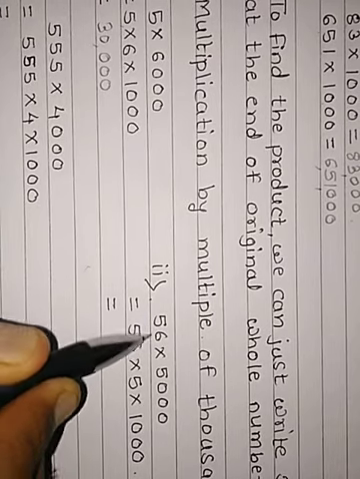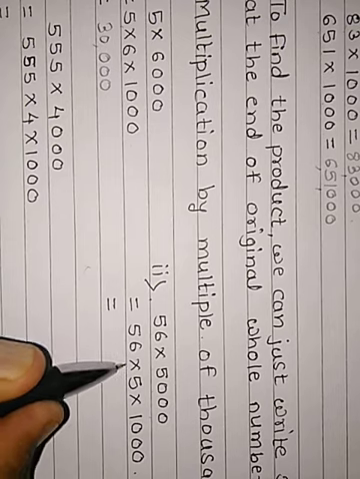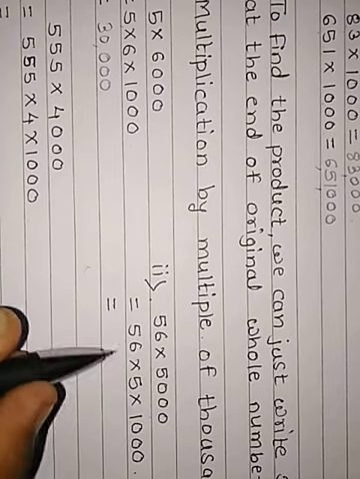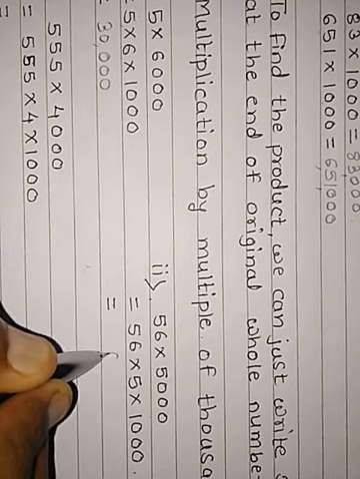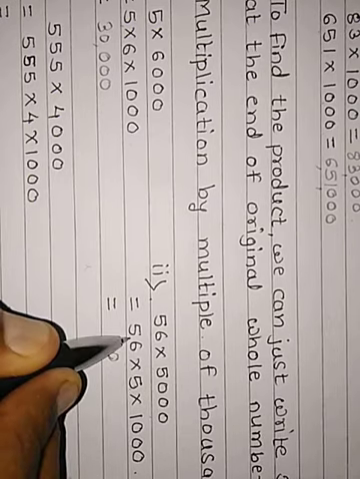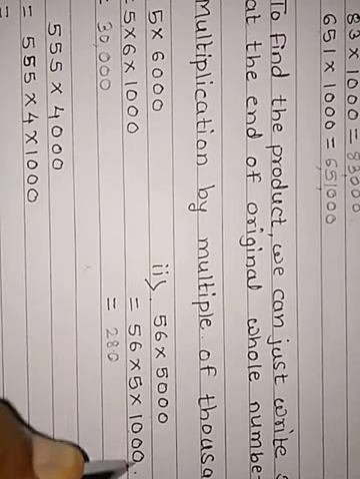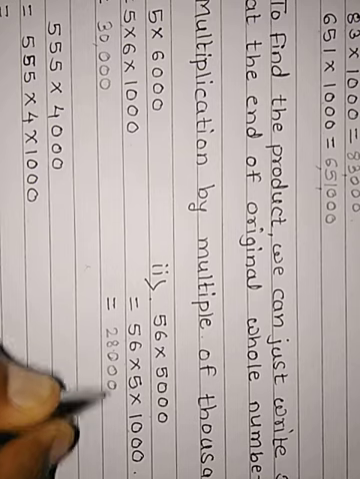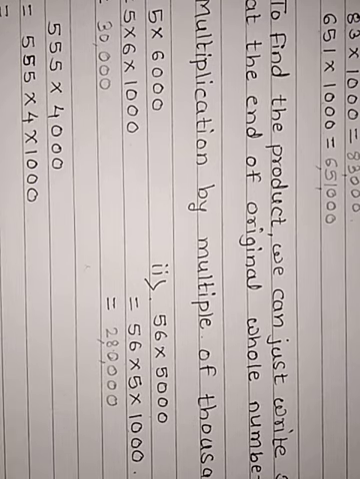Next example, 56 into 5000. We can write 56 into 5 into 1000. So the answer will be: 5 6s are 30, carry 3, 5 5s are 25 plus 3, 28. We write 3 zeros afterwards, so the number is 280,000.